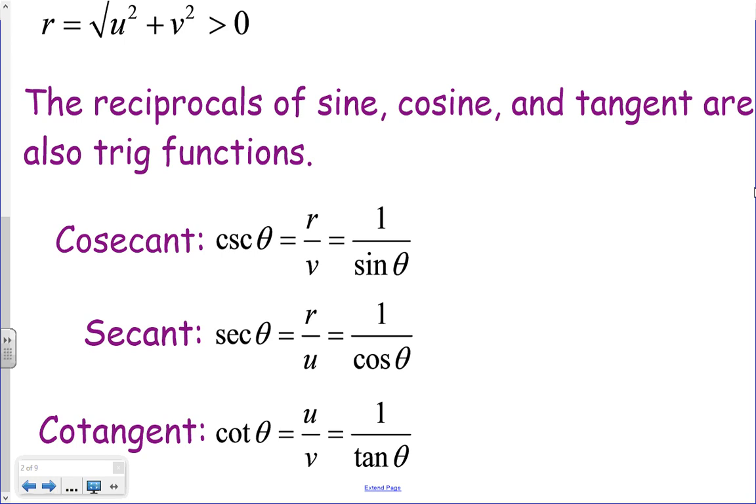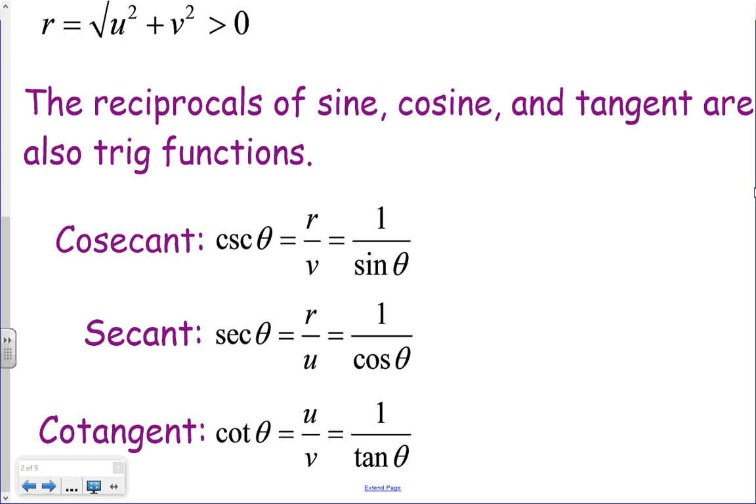We have another function called secant. Secant of theta is the reciprocal of cosine of theta. So since cosine of theta is equal to U over R, that means that the reciprocal of that would give us R over U. Secant of theta turns out to be R over U, or that's the reciprocal of cosine.